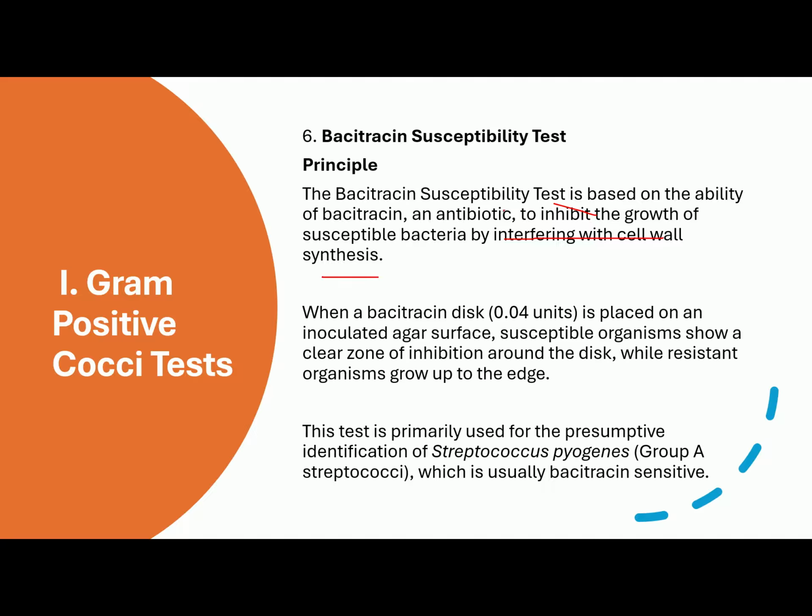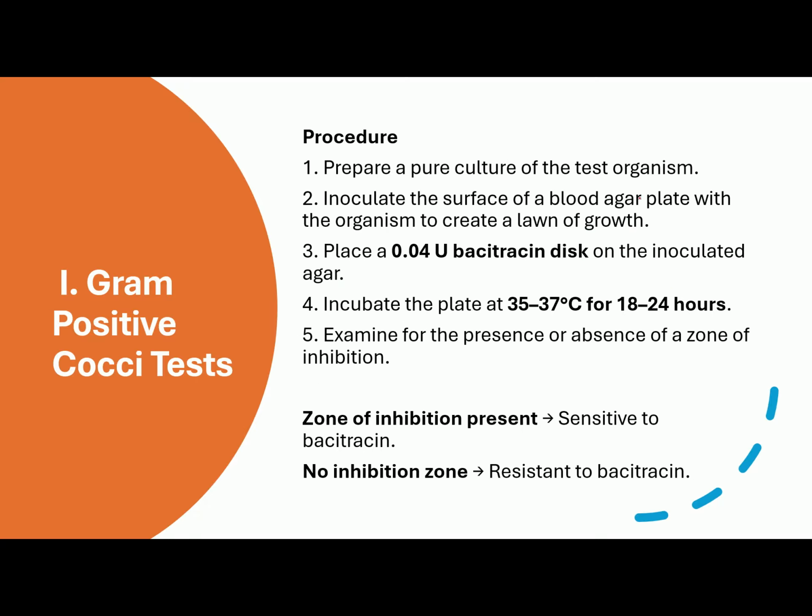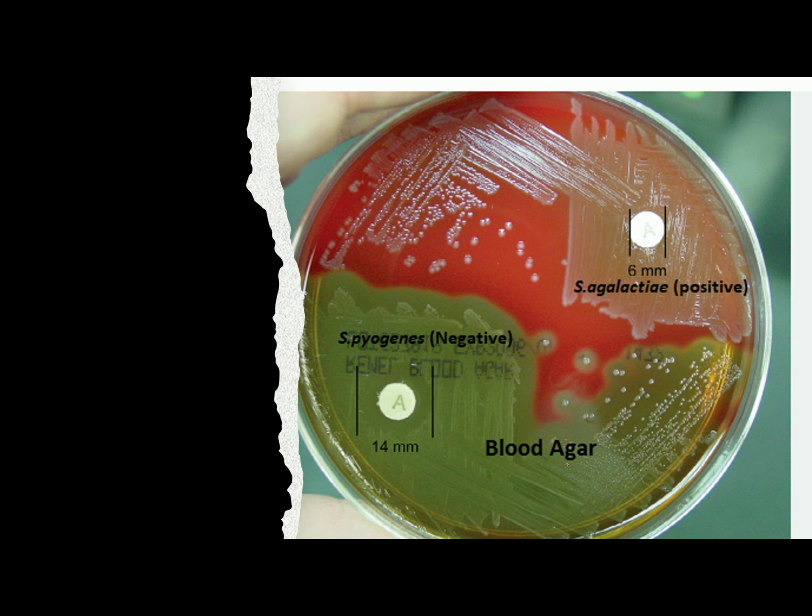So earlier you had your novobiocin for the staph species. This time we will use bacitracin. So this is the procedure. Get a pure culture, inoculate on a blood agar plate this time. So BAP naman. Place a 0.04 unit bacitracin disc, incubate, examine for the presence of a zone of inhibition. Zone of inhibition present, sensitive to bacitracin. No inhibition zone, resistant. So this is it.